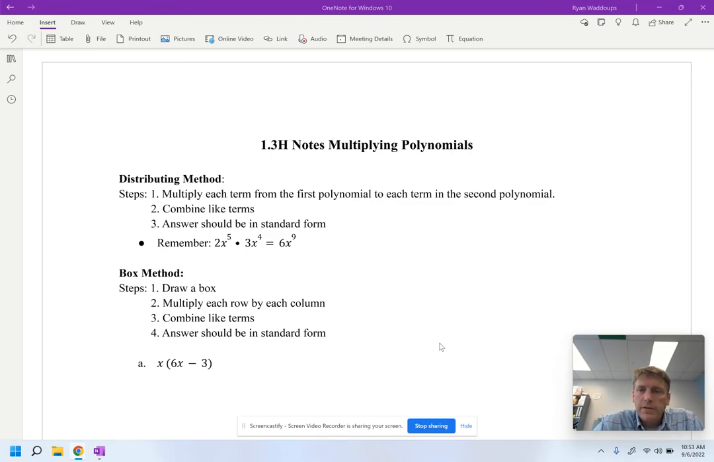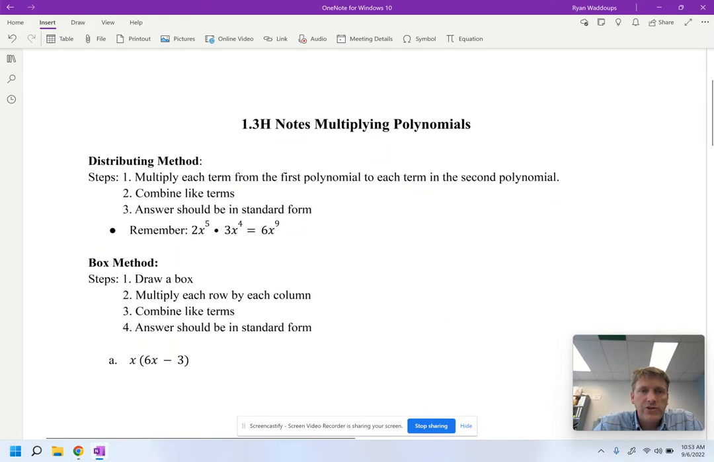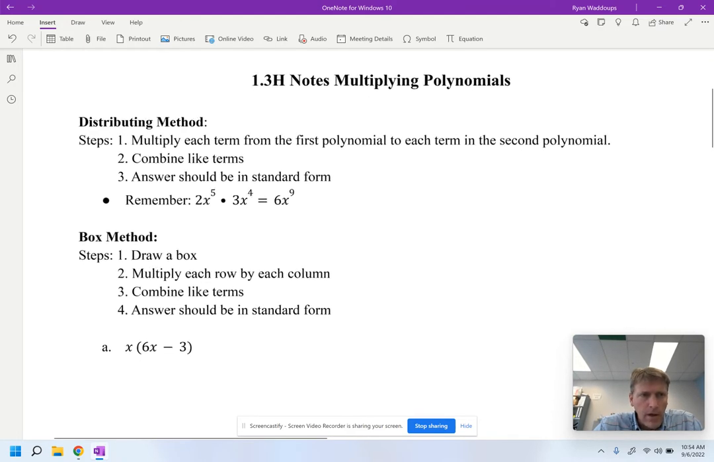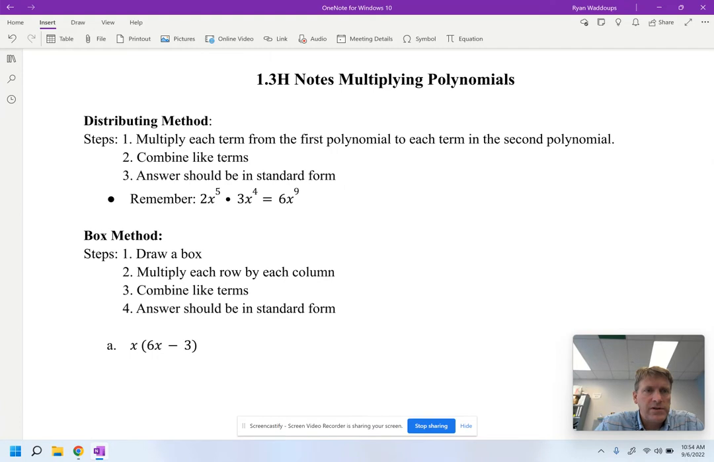Hi, welcome. This is a lesson on 1.3H, notes about multiplying polynomials. All right, we've got a couple different methods here. One is the distributing method, where we multiply each term from the first polynomial to each term in the second polynomial. Then we combine like terms and then make sure that your answer is in standard form.